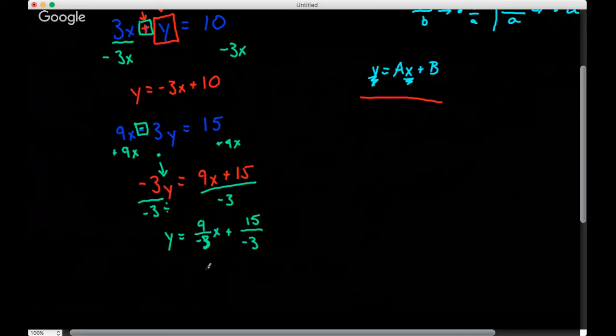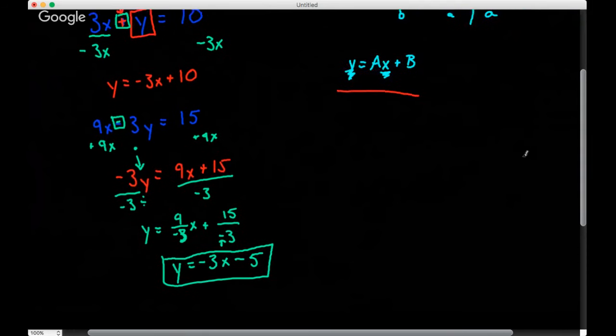Okay, you have fractions here. Can you simplify or reduce those fractions? Yes, you can. You remember you have a negative on the bottom, so this value is going to stay negative. 9 divided by 3 is going to be 3, so 3x. 15 divided by 3 is 5. The negative stays. All right, this negative is going to stay, so minus 5. So the solution to this one would be y equals negative 3x minus 5.